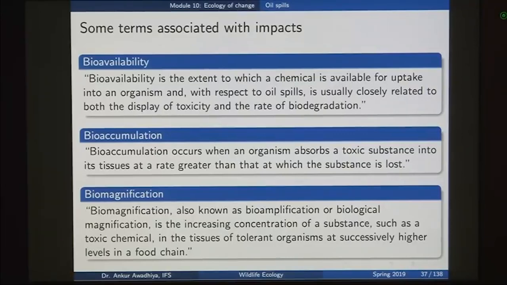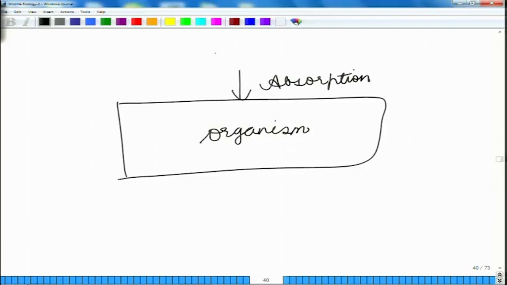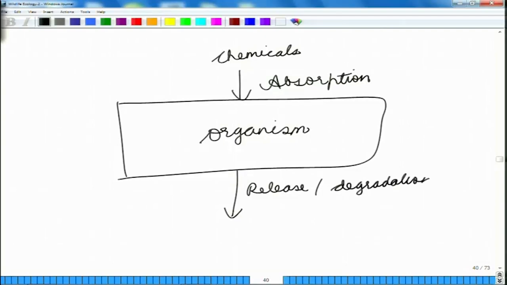Now, the second term is bioaccumulation. Bioaccumulation occurs when an organism absorbs a toxic substance into its tissues at a rate that is greater than the rate at which the substance is lost. Now, what we are seeing here is that you have an organism, and this organism is getting exposed to the chemicals that are there in the oil. So, there is this process of absorption of chemicals. The chemicals are getting absorbed, and then these chemicals are also getting released. So, there is release or degradation through which these chemicals are getting out of the system, that is, getting out of the organism.